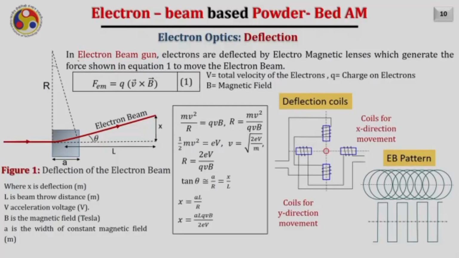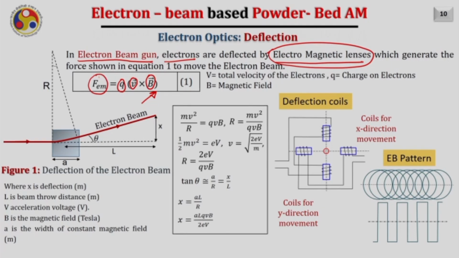So in an electron beam gun, the electrons are deflected by electromagnetic lenses, like in the case of laser, where the laser is deflected by mirrors. Here the electrons are deflected by electromagnetic lenses, which generate the force shown in equation 1 here to move the electron beam. This is the typical equation for the Lorentz force, which says that if a particle having a charge q moves with a velocity v in a magnetic field B, then a force F will act onto this particle.